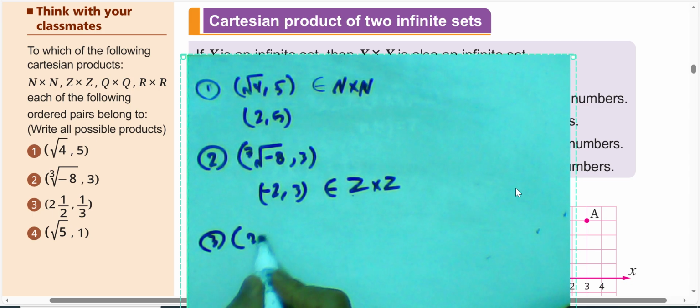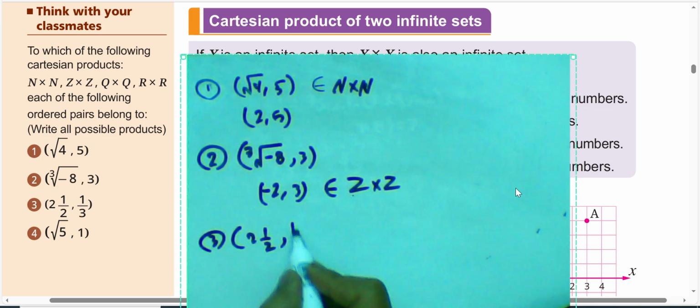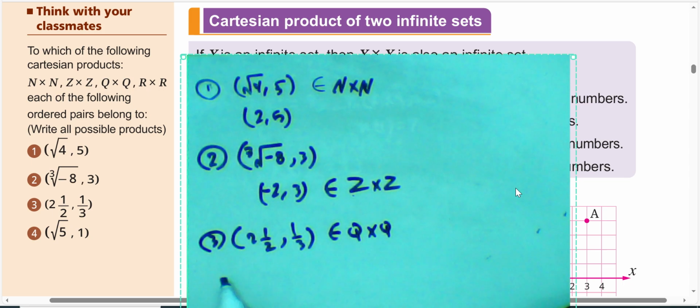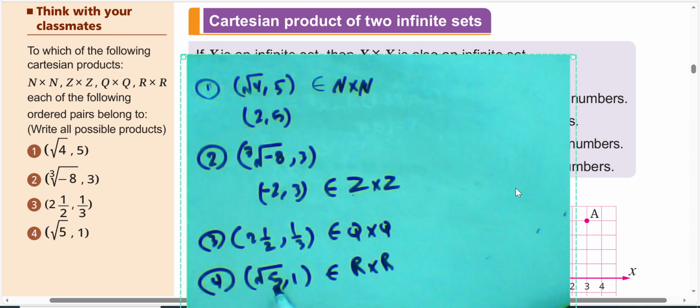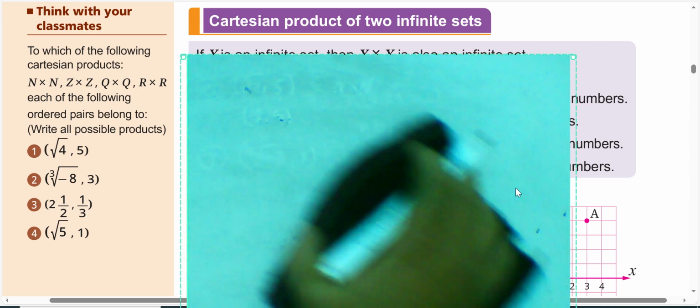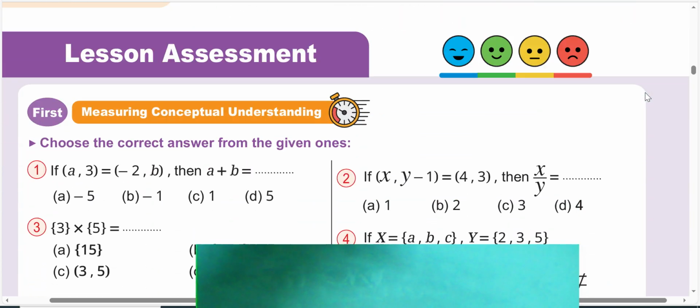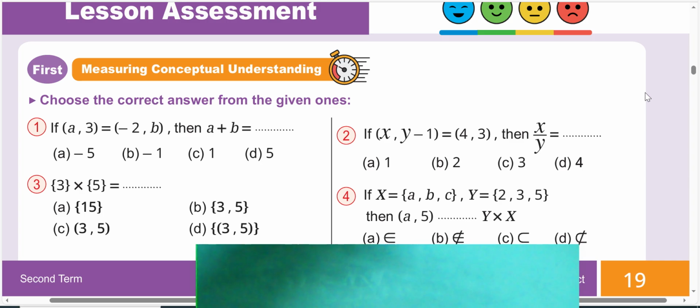Number 3, we have 2 and a half and a third. This fraction belongs to rational numbers. And number 4, square root of 5 and 1 belonging to R by R, because R here we call it real numbers. Square root of 5 belongs to irrational numbers. Irrational numbers are a subset of R, then R by R. Now we complete questions from your student's book, lesson assessment.